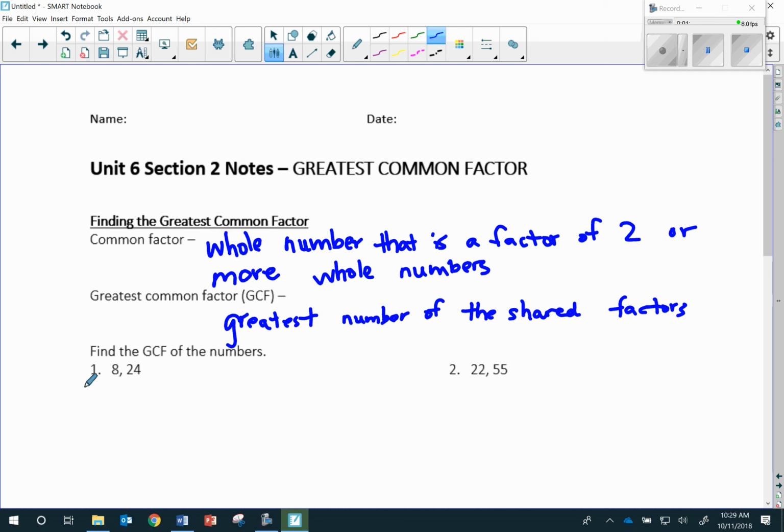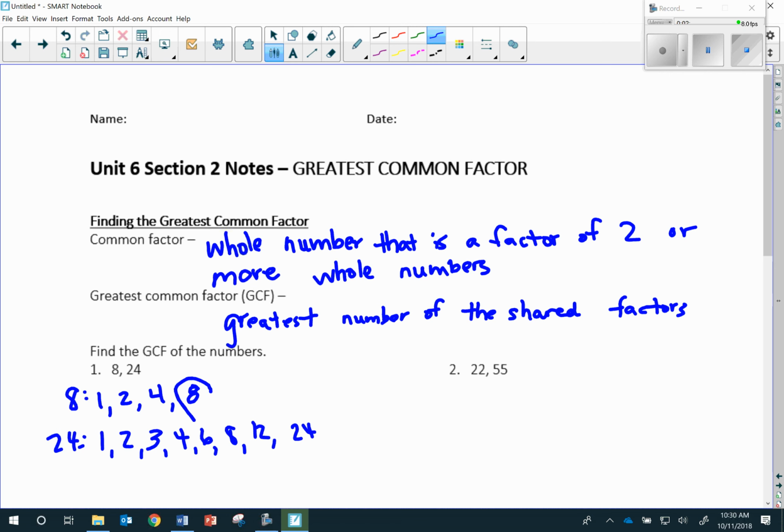To start, I'm going to go ahead and write all of the factors of 8. So I know the factors of 8 are 1, 2, 4, and 8. I'm going to do the same thing with 24. So the factors of 24 would be 1, 2, 3, 4, 6, 8, 12, and 24. The greatest number that 8 and 24 share as a factor is in fact 8. So we would say our GCF, or greatest common factor, is equal to 8.